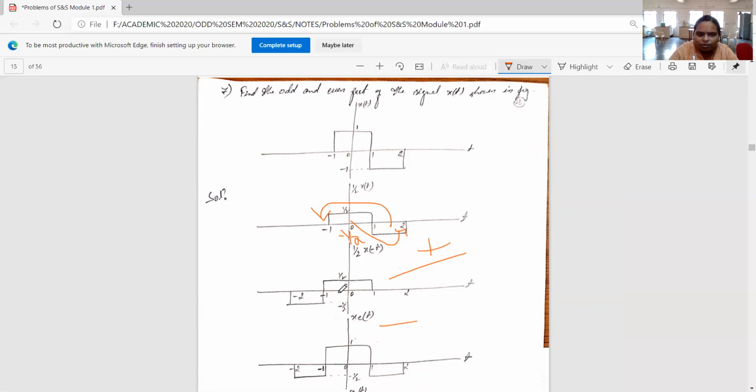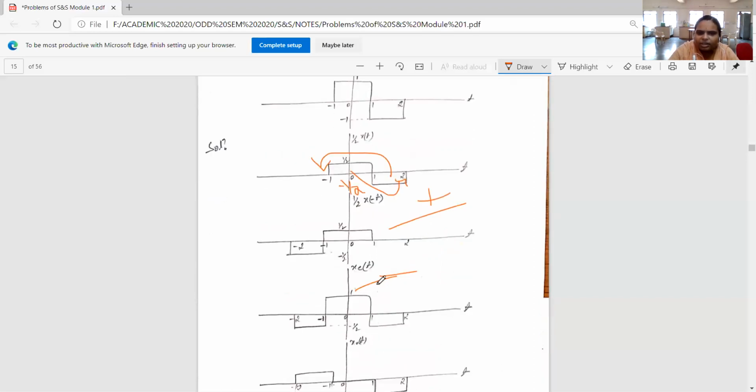From minus 2 to minus 1, it will be minus 1 by 2. For that reason, minus 1 by 2. From minus 1 to 1, here, half. And again minus 1 to 1, again here, half. 1 by 2 plus 1 by 2, you'll be getting as 1 only. Then from 1 to 2, here you don't have any signal. Here 1 to 2, you have a signal with the amplitude of minus 1 by 2. For that reason, 1 to 2, you'll be getting only minus 1 by 2 signal. Okay, this is your even part.